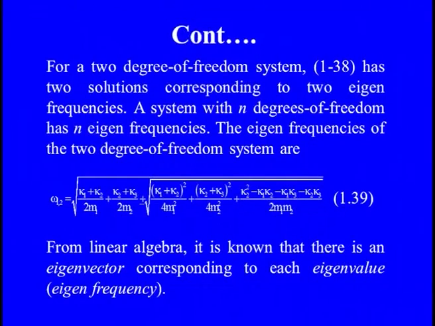In a similar manner we can get this one. So it is nothing but equal to the square root of k1 plus k2 by 2 m1 plus k2 plus k3 over 2 m2, plus minus the square root of the whole square, this one. So it is k2 square minus k1 k2 minus k2 k3 minus k1 k3 divided by 2 m1 m2.